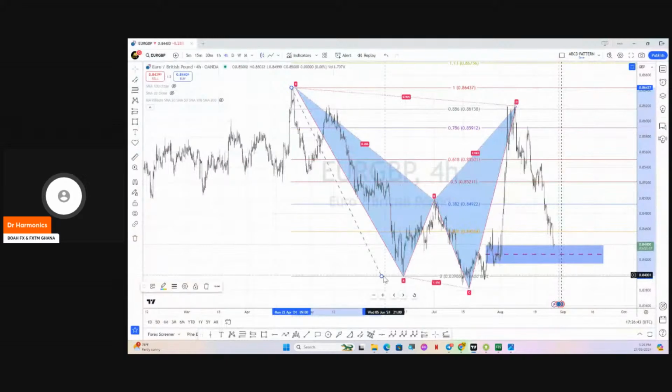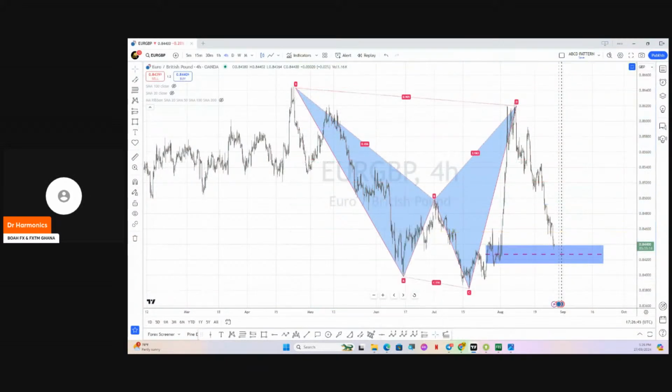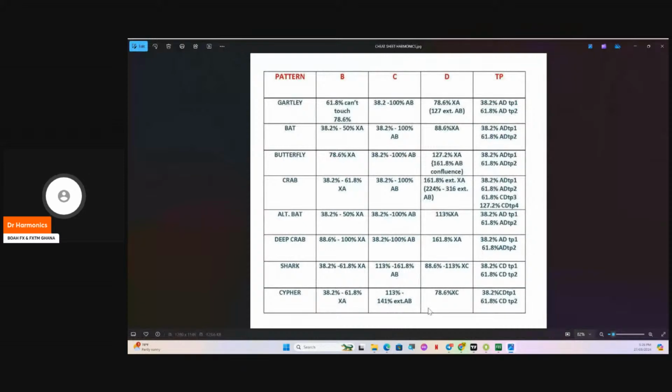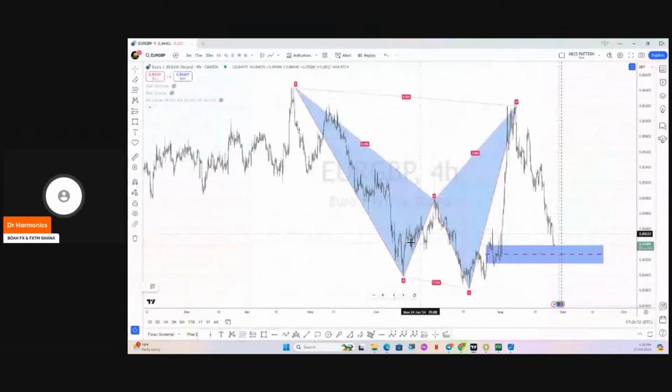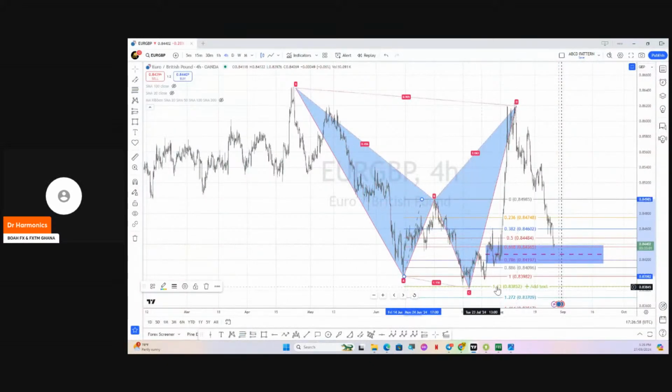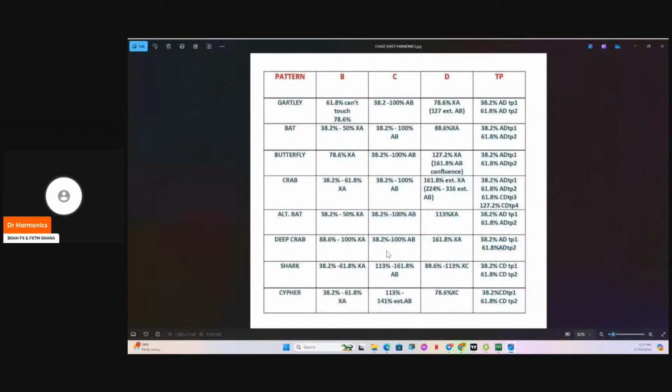Now, let's look at the C. To get the C, they were talking about AB. So let's measure A to B. Look at this, 113. And here we had what? The C, 113 to 161 of AB. So it's valid for shark and cipher.